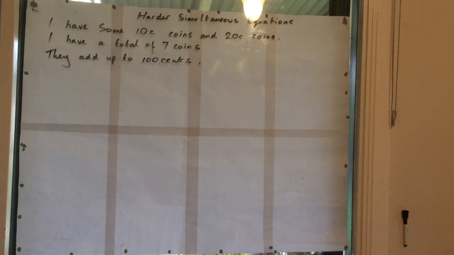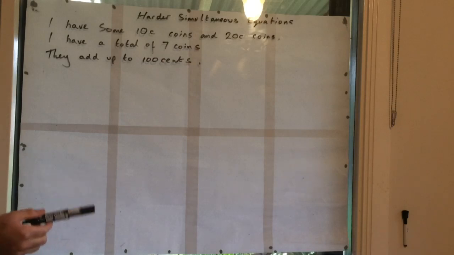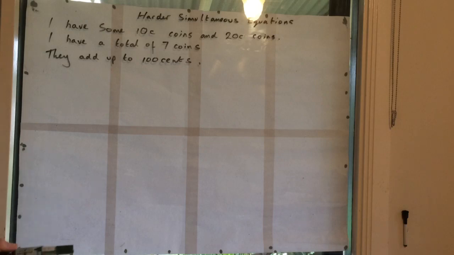Okay, so here we've got a bit of a harder simultaneous equation question. What we have to do is actually make the simultaneous equation up, so it's got a little bit of a twist in it. The scenario is I've got some 10-cent coins and some 20-cent coins. I've got a total of 7 coins, and when I add them up, it comes to $1 or 100 cents.